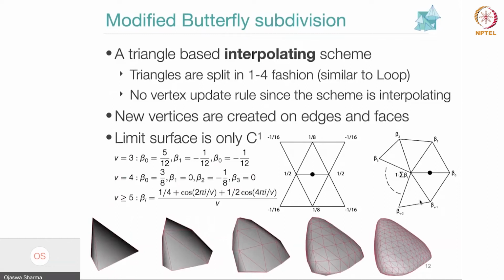Then I've also included here one interpolating scheme known as the modified butterfly scheme, and it's a triangle-based interpolating scheme. In a sense, the overall shape of the object of course has to change a little bit because I'm adding more vertices, but the original vertices do not change. They stay where they are.